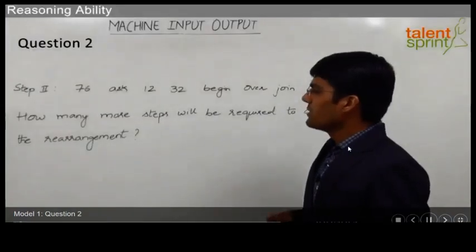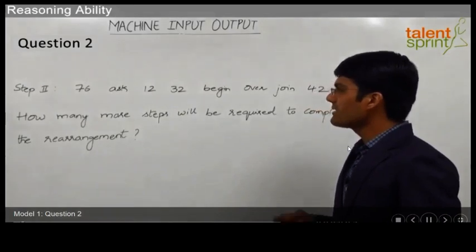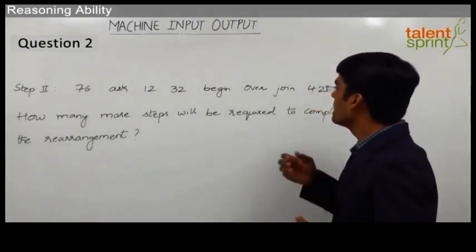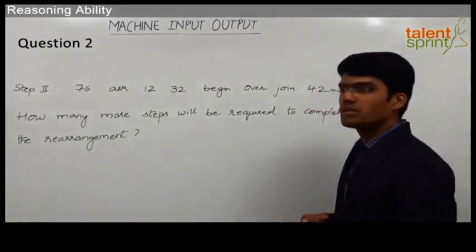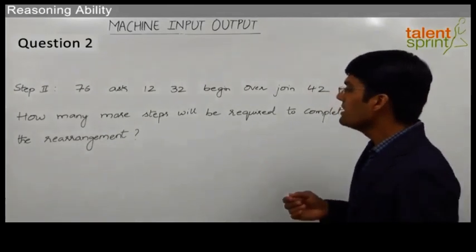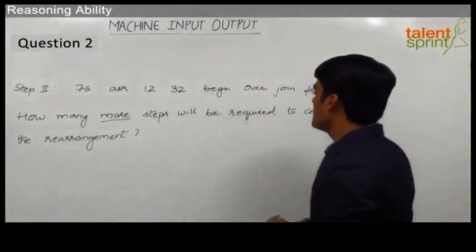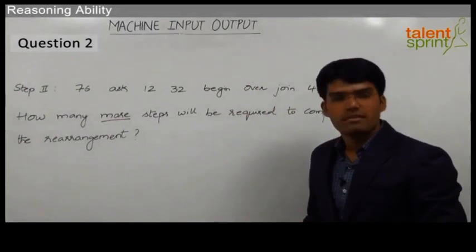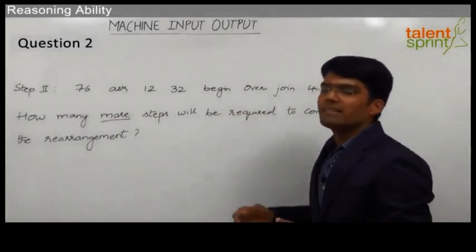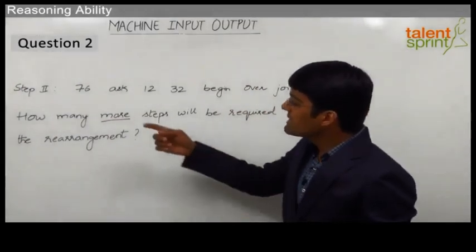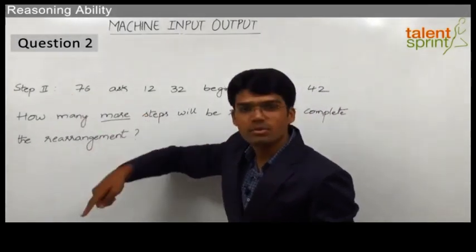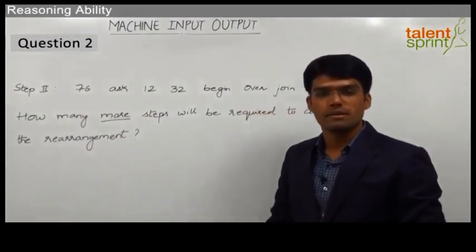Here step 2 is: 76 ask 1232 begin over join 42, and the question is how many more steps will be required to complete the rearrangement. So here we are supposed to complete the arrangement and find out how many steps more after step 2 are required to complete the arrangement.